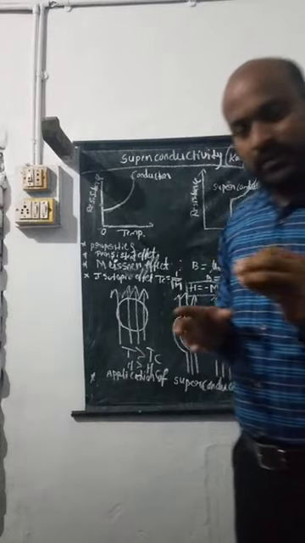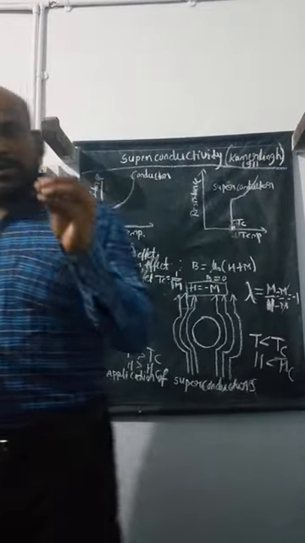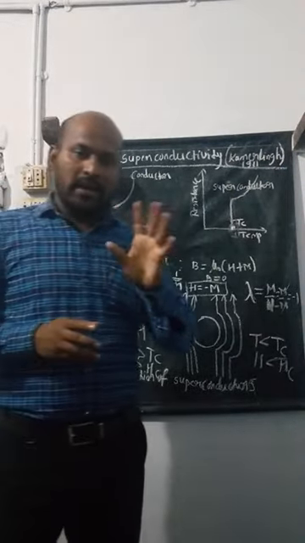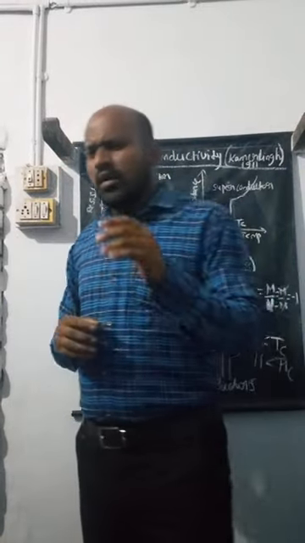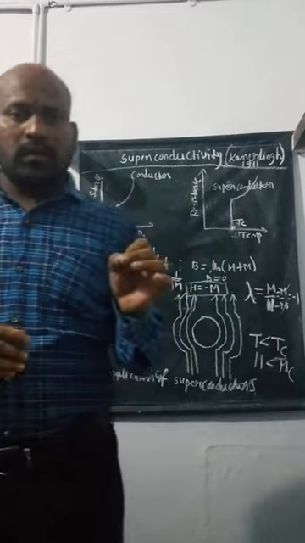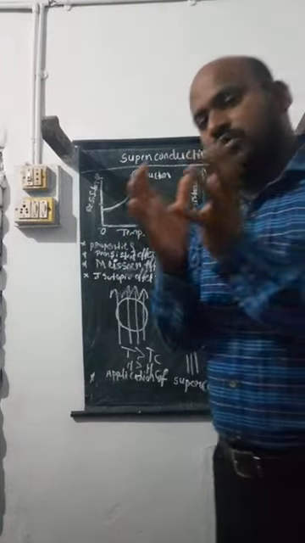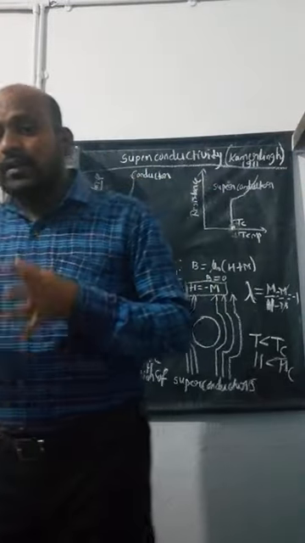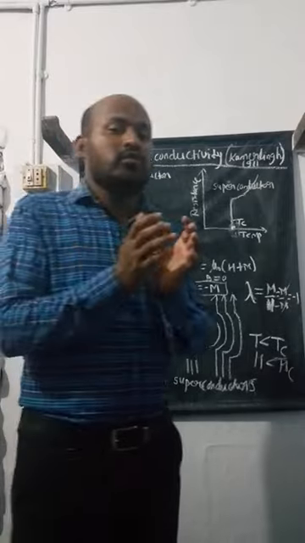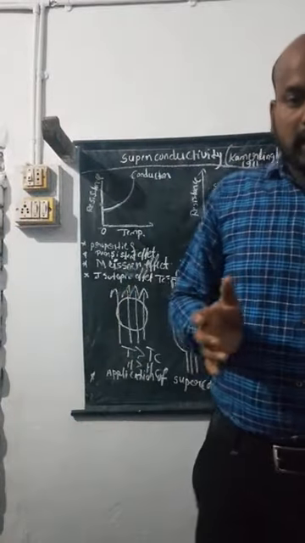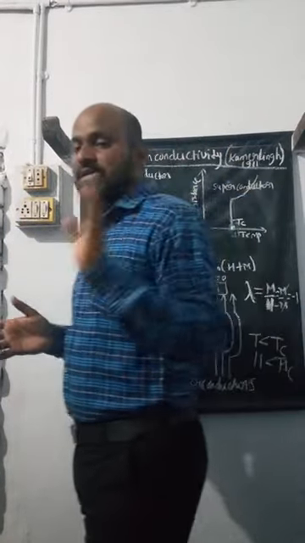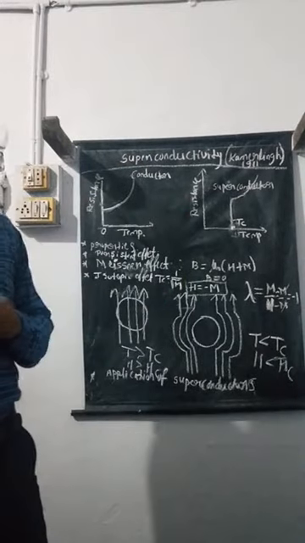When a specimen is placed in a magnetic field and cooled to a temperature equal to the critical temperature, the specimen becomes a superconductor, and whatever magnetic field is there is going to be expelled. This phenomenon is called the Meissner effect.